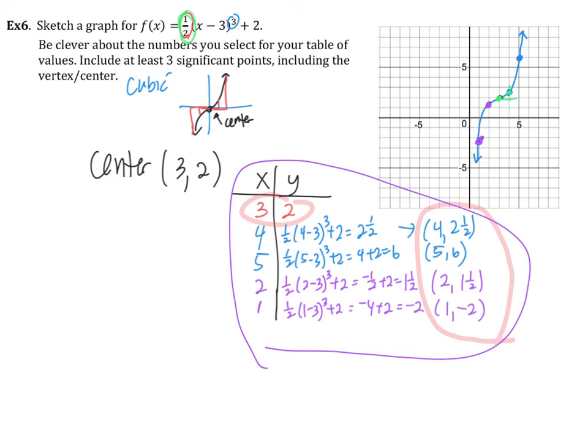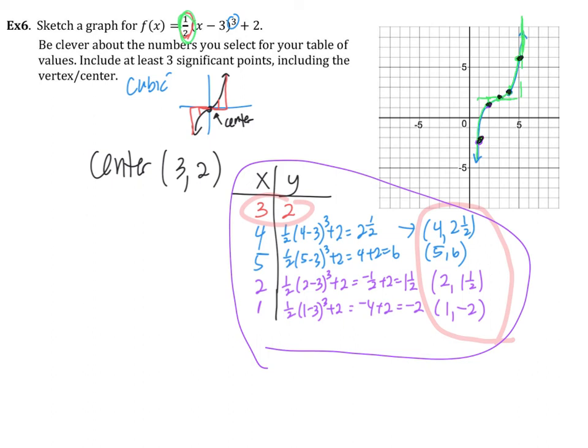When I go to the right 2, I typically go up 8, but I shrunk that to half its height, so I only went up 4. I repeat that the other direction: left 2, down 4. And so here are my points, making this the graph of my function.